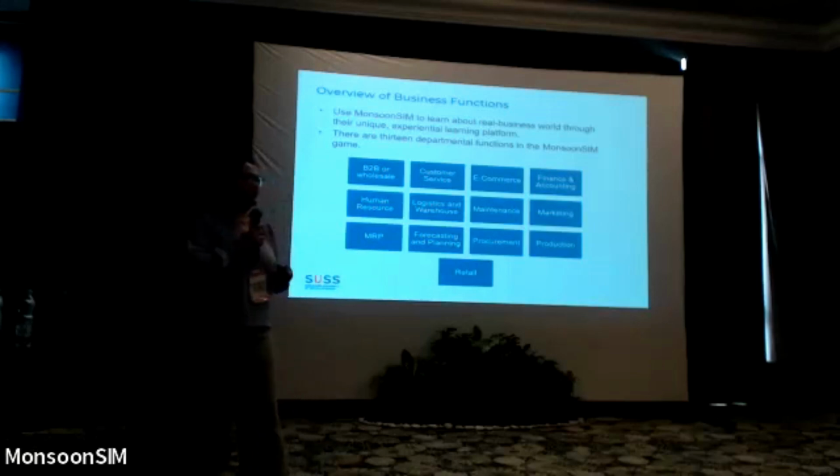So MonsoonSIM gives them this opportunity, a platform for them to experience the whole process of running a business in a virtual world, even failing, without costing any dollars. It's okay to fail in the classroom or a simulated environment. So that's where I think MonsoonSIM adds a lot of value.